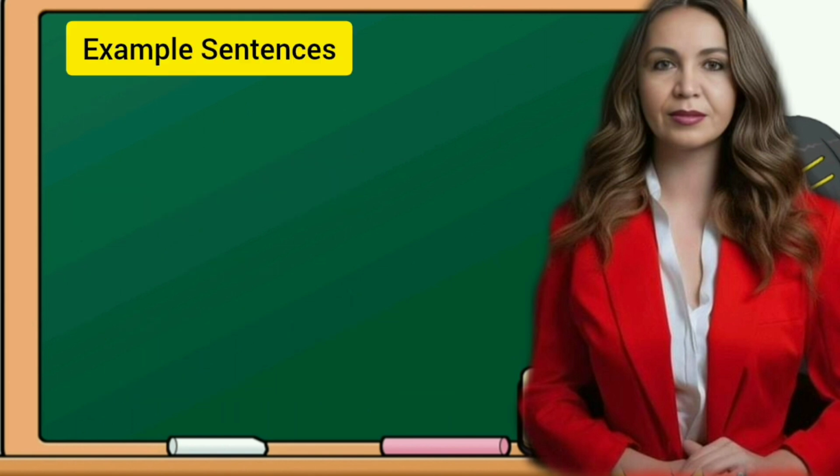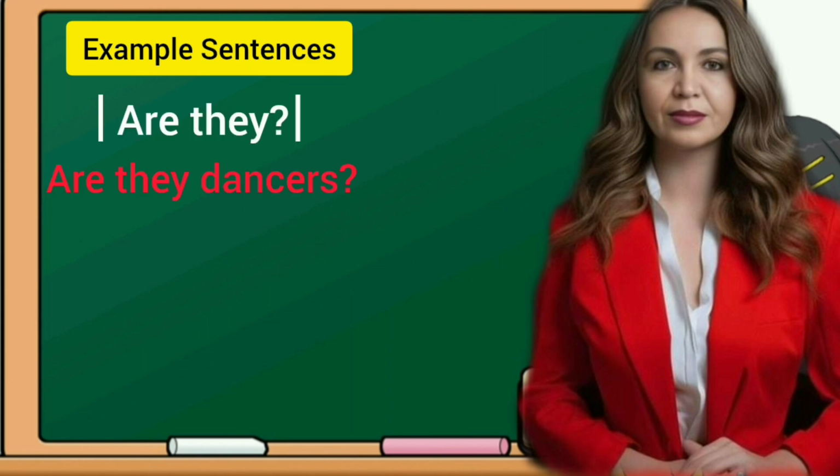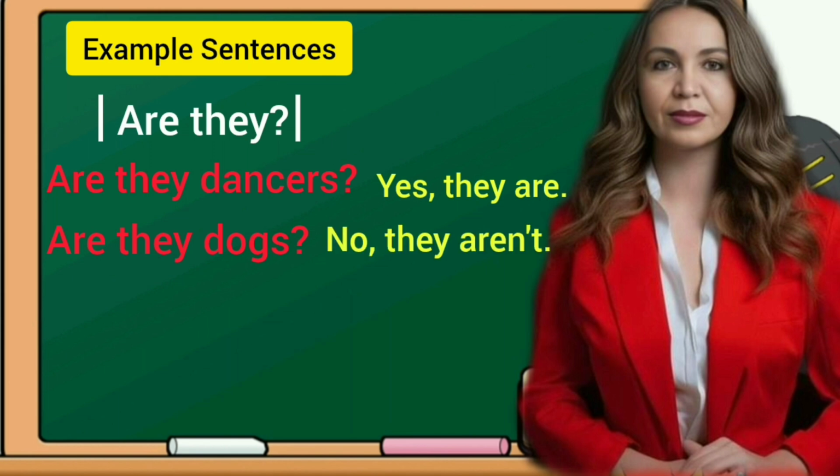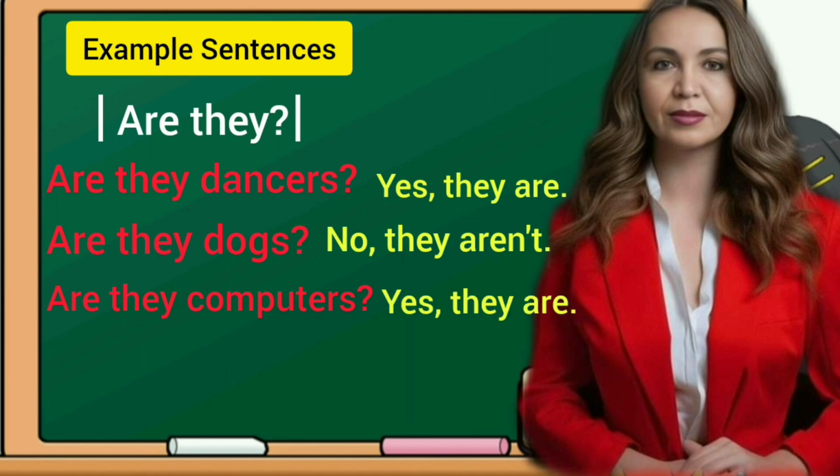Here we are going to look at more examples. Are they dancers? Yes, they are. Are they dogs? No, they aren't. Are they computers? Yes, they are. Are they birds? No, they are not.